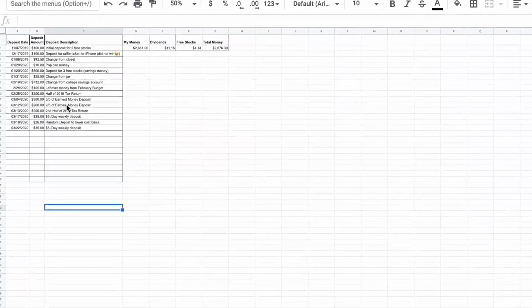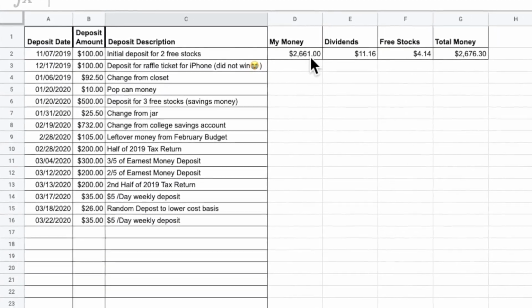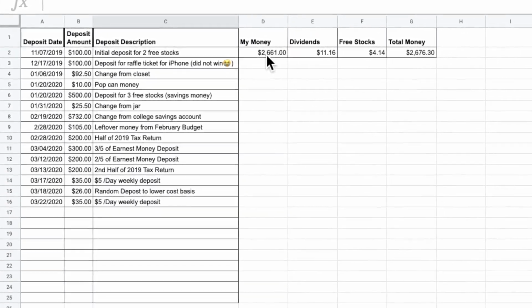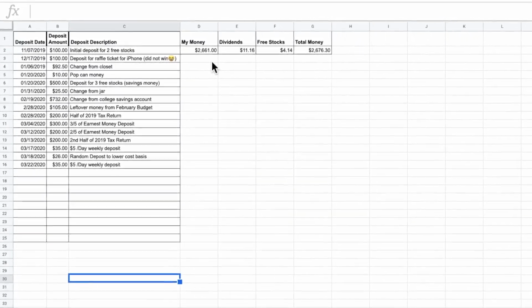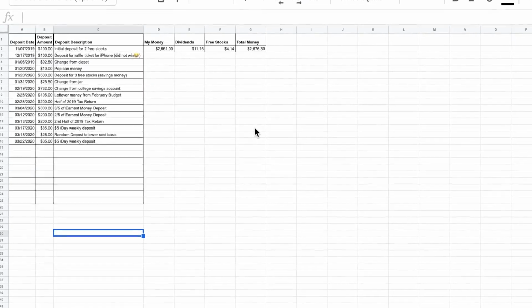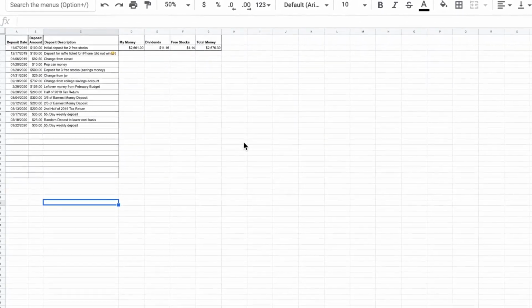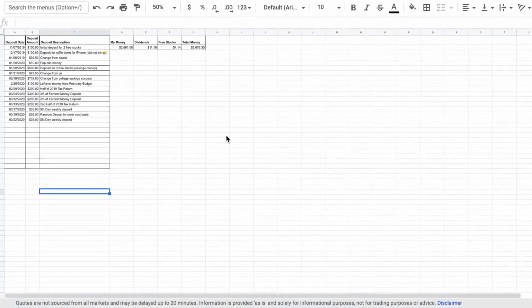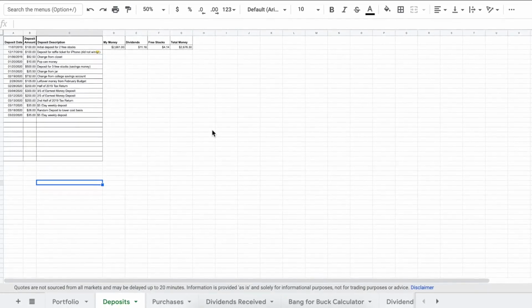So as you can see, the total amount that we have deposited is $2,661, which is pretty good. I'm surprised that it's that much, actually. I didn't think I would have that much money to invest this year, and I pretty much have doubled the amount that I wanted to invest for the whole year. So I would say we're off to a good start.